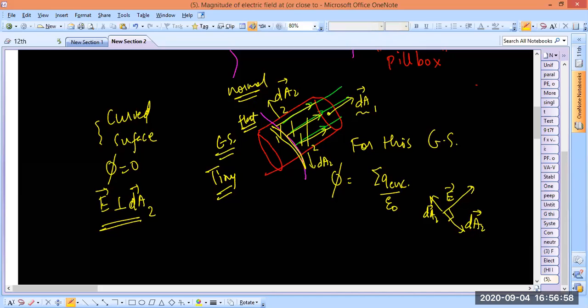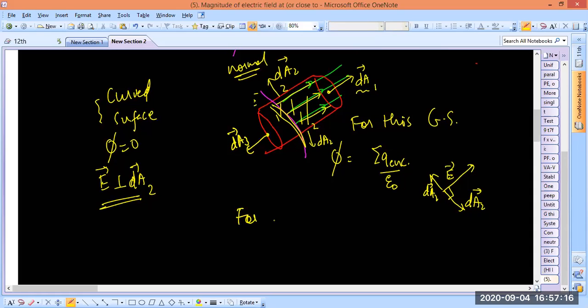Okay, so again I said that for the curved surface the flux is 0, right? Now what is left? This is 1 and here is 3, right? But for 3, meaning this, the electric field is 0. Yes or no?